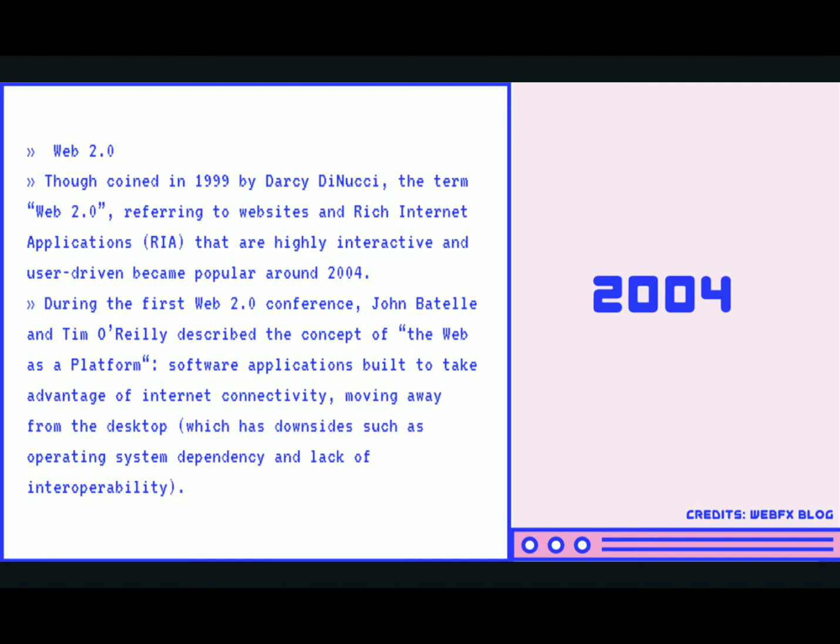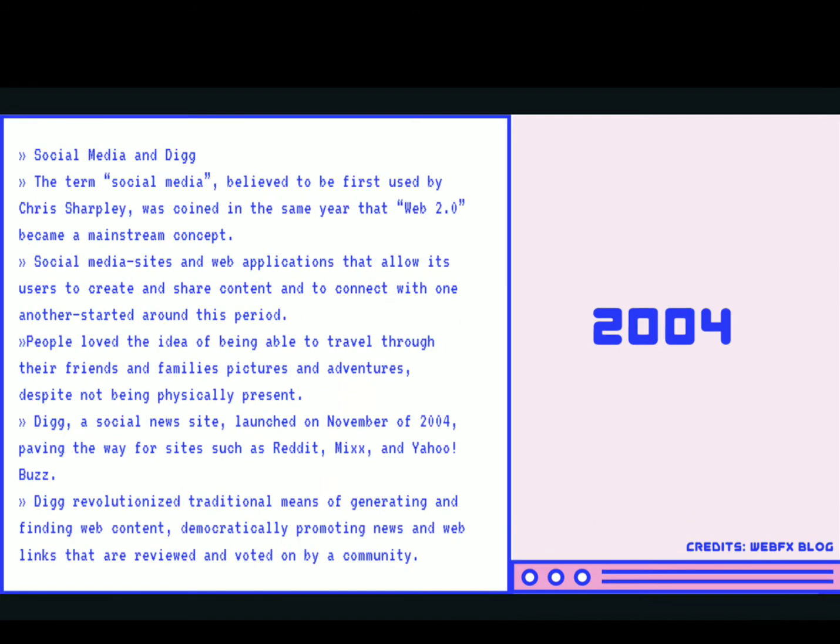The social news site launched in November of 2004, paving the way for sites such as Reddit, Mixx, and Yahoo Buzz. The revolutionary means of generating and finding web content, democratically promoting news and web links that are reviewed and voted on by a community.